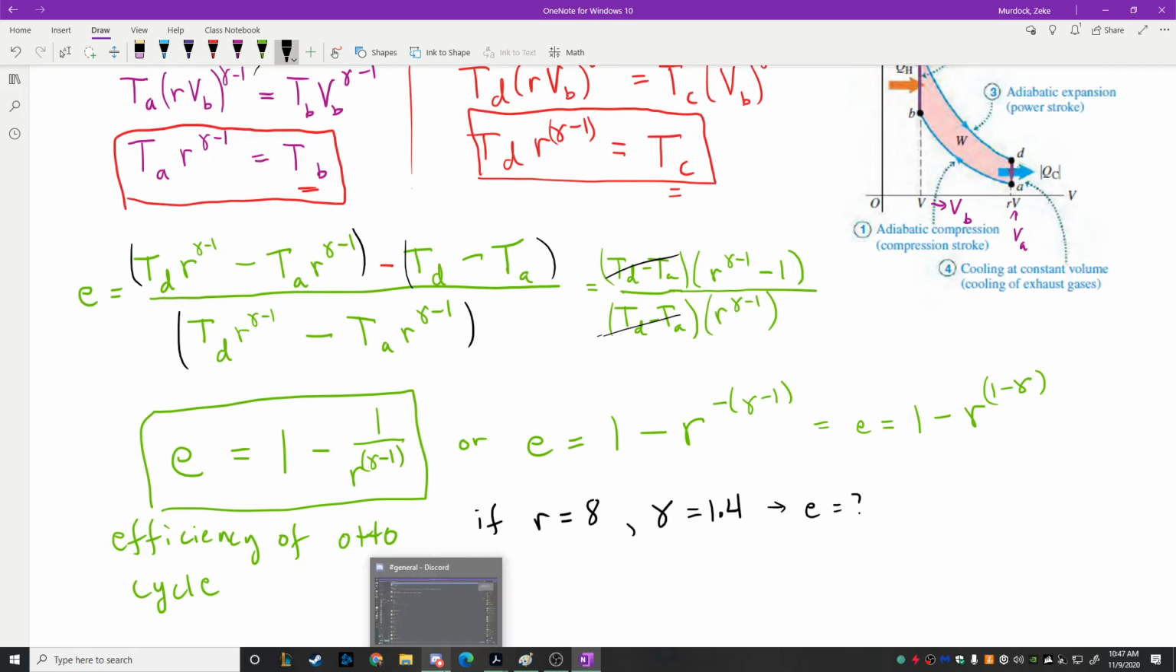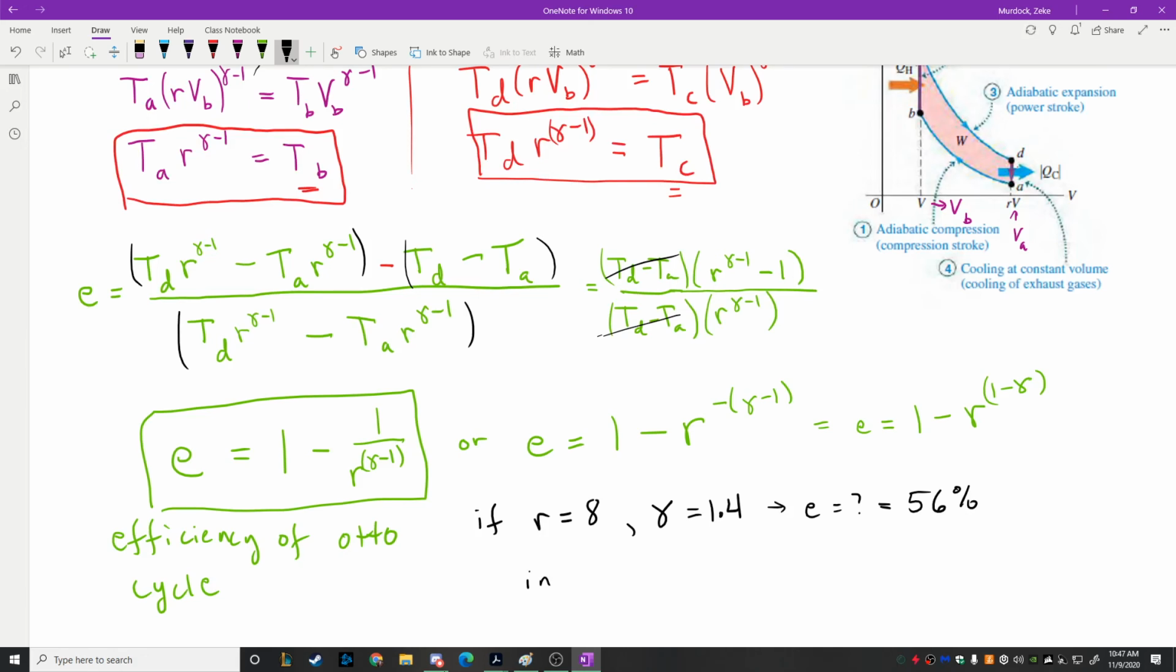Yeah, I guess that's right, because I got the same number the book did. Yeah, 0.56, so 56%. Every time I pick up my phone, I lose my writing utensil. Oh, there it is. So this is the compression ratio, right? R was the ratio of the final volume to the initial volume in the process, and we end up getting that E is about equal to 56%, right?